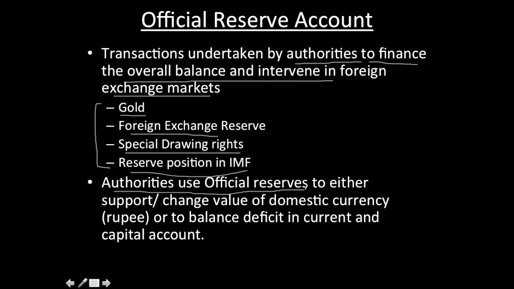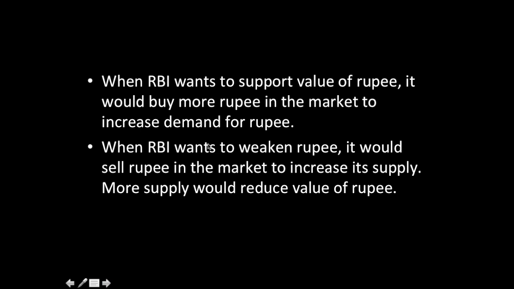Authorities use official reserves to either support or change the value of the domestic currency, that is rupee here. So if the rupee is depreciating very fast or appreciating very fast, and it's not good for the domestic economy, then the RBI may intervene and may start to increase or decrease the value of the domestic currency through its official reserves, or to balance the deficit at current and capital account. I've already explained this. These are the two important implications.